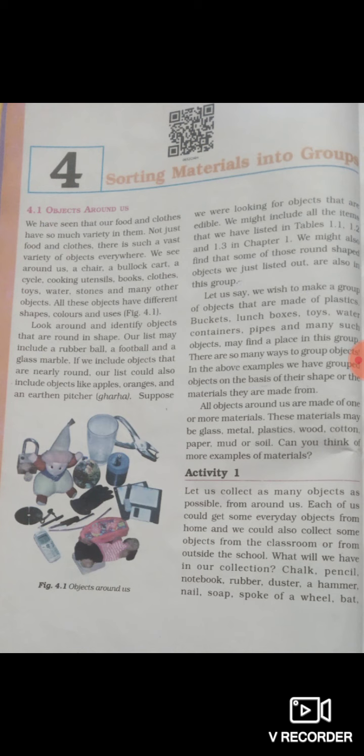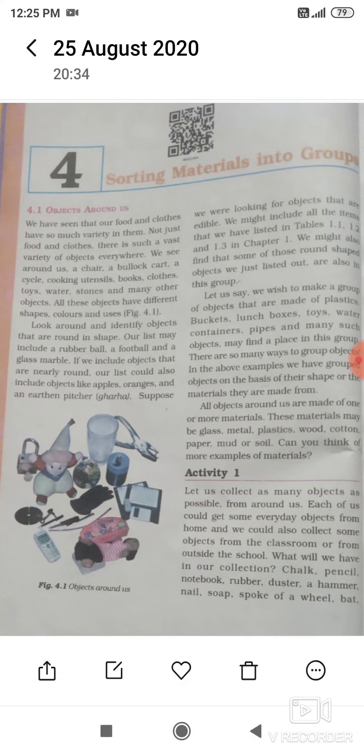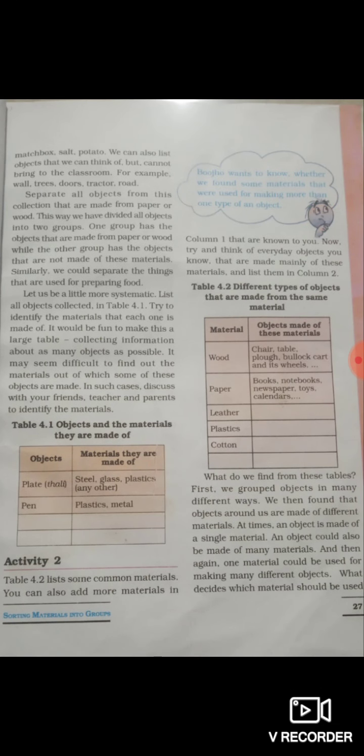Chalk, pencil, notebook, rubber, duster, a hammer, nail, saw, spoke of a wheel, bat, matchbox, salt, potato. We can also list objects that we can think of but cannot bring to the classroom. For example, wall, trees, doors, tractor, road, etc.